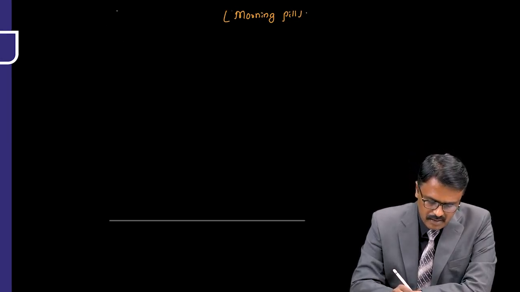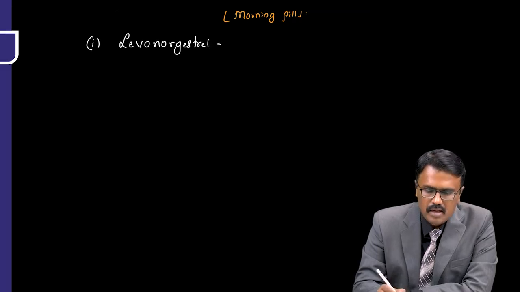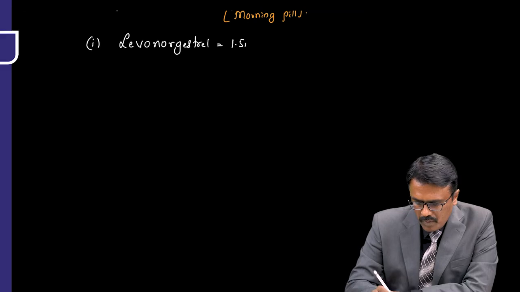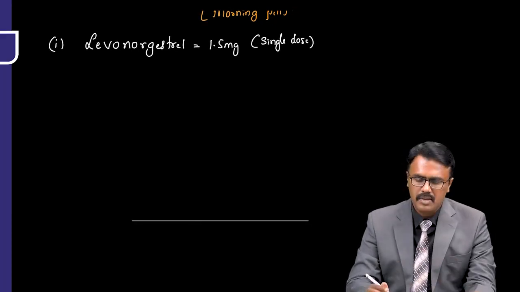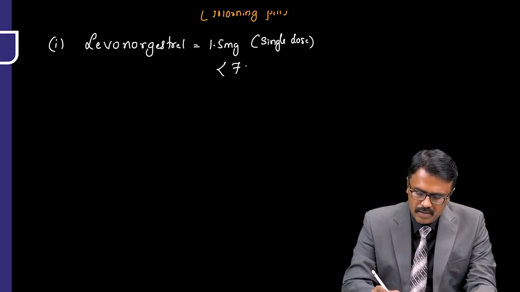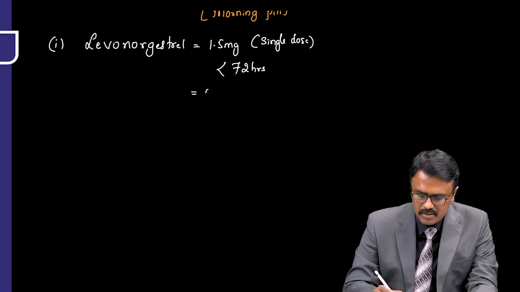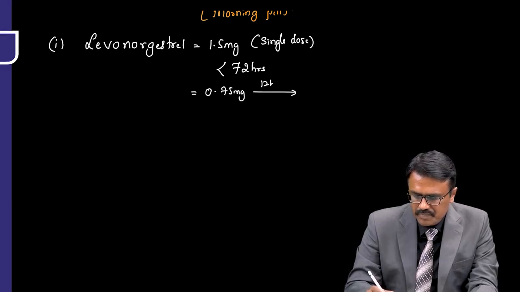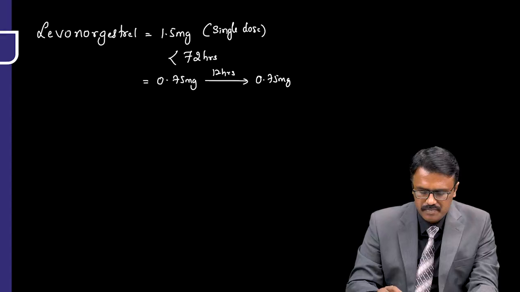The examples are, we have a drug called levonorgestrel. The name is levonorgestrel, and it is used at the dose of 1.5 milligram. You can give it as single dose. So that is one important aspect, but the usage should be within 72 hours. Or it is also given within 72 hours like this, 0.75 milligram, and after 12 hours, again 0.75 milligram can be used. So this is how it can be used.